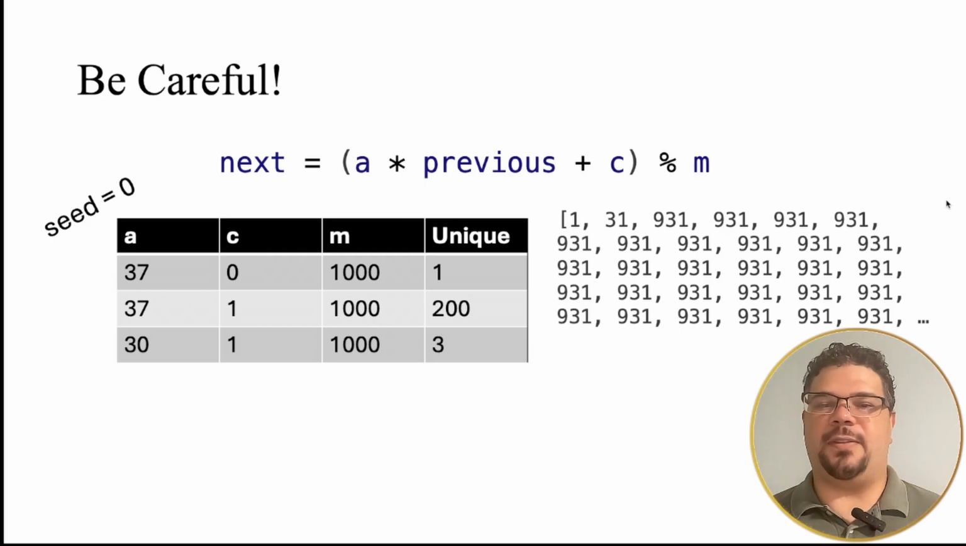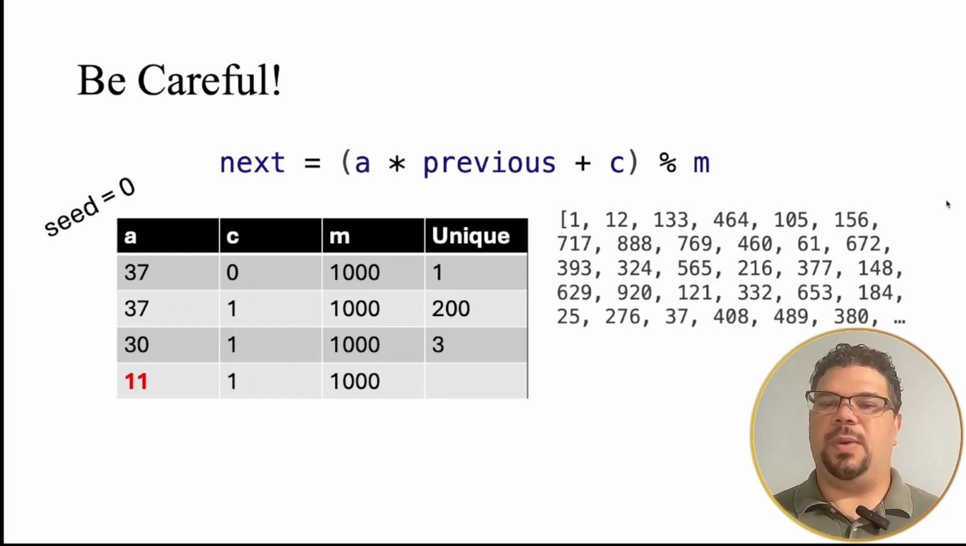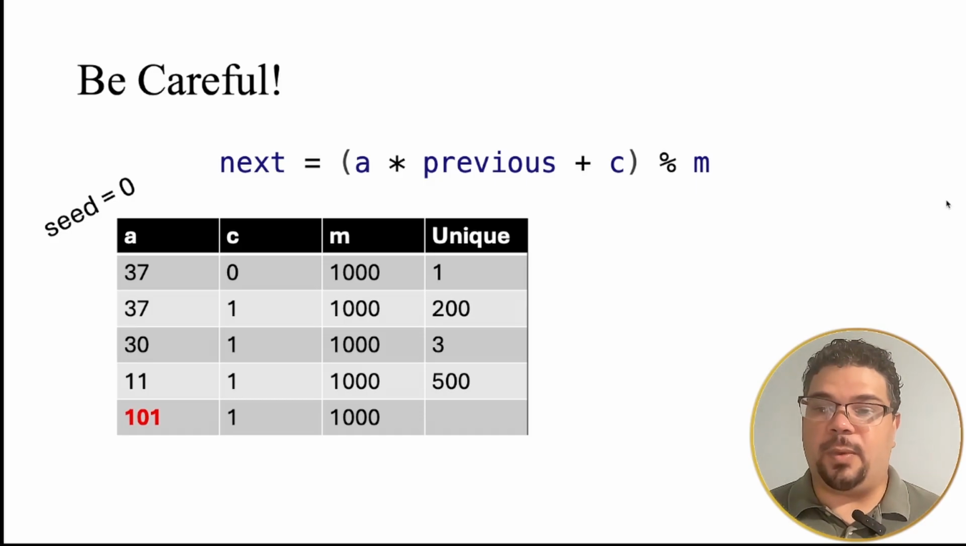One way we can try to avoid generating these short cycles is to make sure A and M don't share common factors. Right now, 30 and 1,000 both share a common factor of 10. So if we switch A to be 11, instead of having a cycle where we get stuck after 3 numbers, we have hundreds of numbers. We have 500 numbers before we run into a cycle. And if we picked 101 instead of 11, we now get through all 1,000 numbers before we cycle.